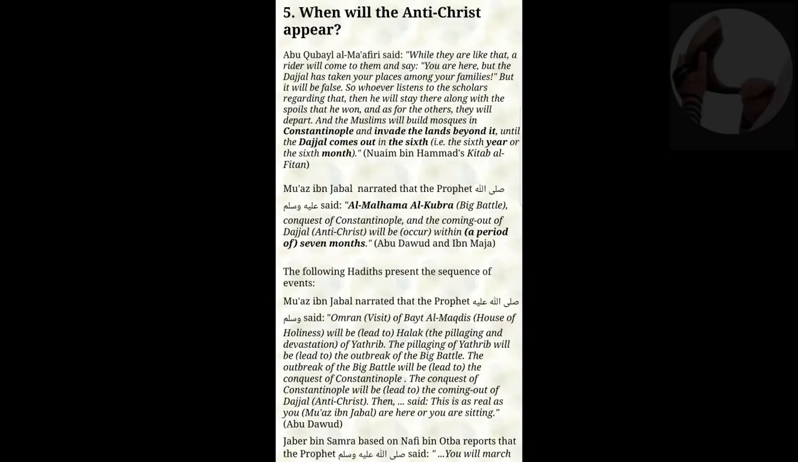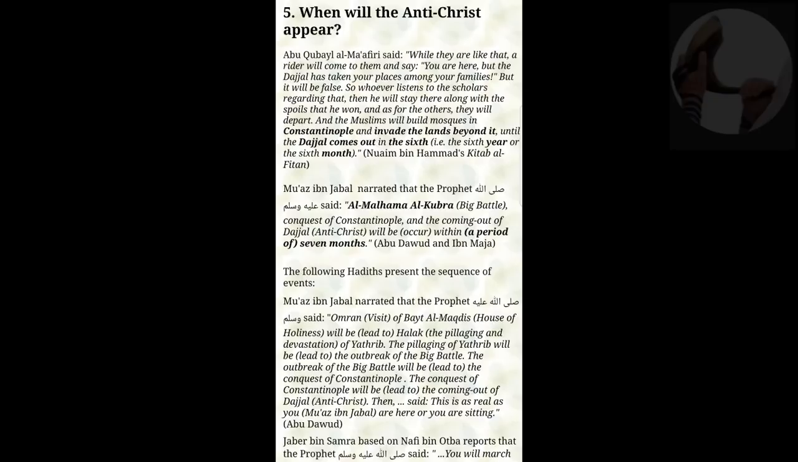So it tells you when the Antichrist will come. It says, while they are like that, a rider will come to them and say, you are here, but the Dajjal has taken your place among your families, but it will be false. So whoever listens to the scholars regarding that, then he will stay there along with the spoils that he won. And as for others, they will depart, and the Muslims will build mosques in Constantinople and invade the lands beyond it until the Dajjal comes out in the sixth year or the sixth month.